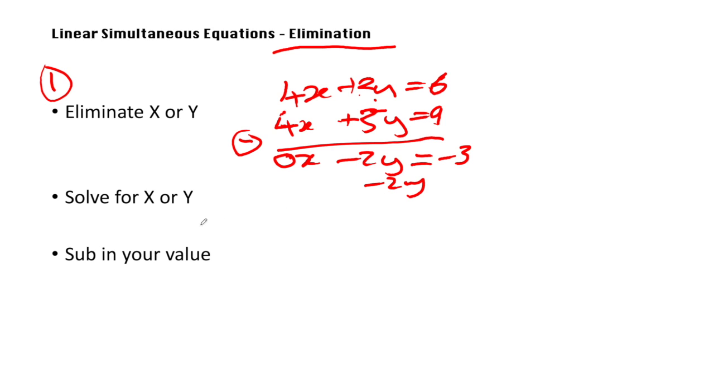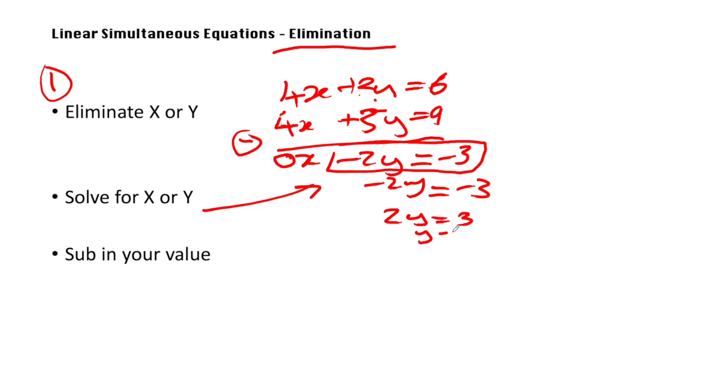So now we're on to the solve. So now you solve, which is step 2. You solve this equation here. So minus 2y equals minus 3. So that means 2y equals 3. So y equals 3 over 2, which is the same as 1.5.